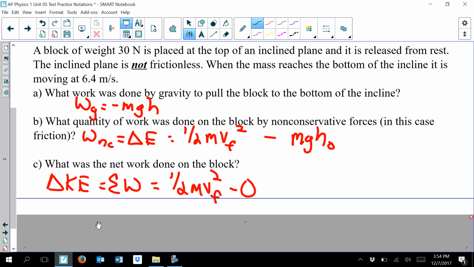And the net work done on the block, again, change in kinetic energy is the same as net work, so I can just look at the kinetic energy change. We started with no speed. It started from rest, it said that in the problem, and it ended at some speed, that 6.4 meters per second at the end. The block does weigh 30 newtons, which means that is a 3 kilogram block. Make sure you can differentiate between weight and mass.